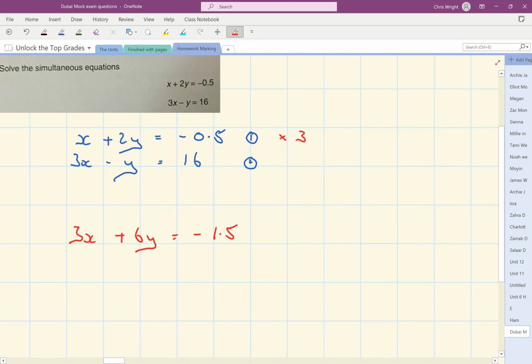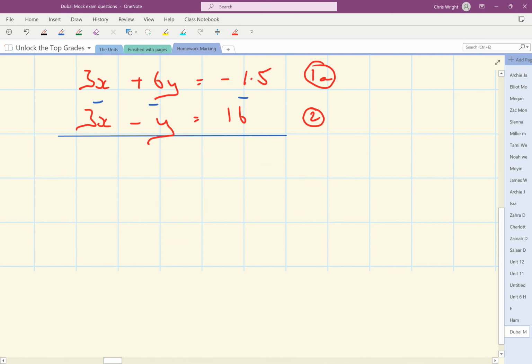So I've multiplied equation 1 by 3, and underneath that, I'm going to copy equation 2. So that can be called 1a, because it's come from equation 1, and that can be called equation 2. Now, I said I was going to subtract my equations. So, draw a line under there. Now, I always write in my subtraction sign there, there, and there, so that I don't mess up my signs.